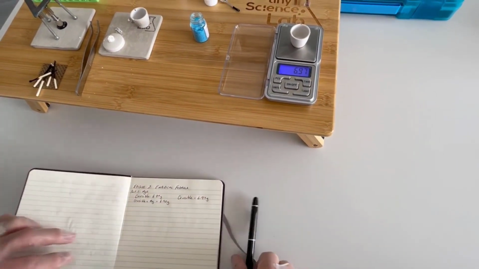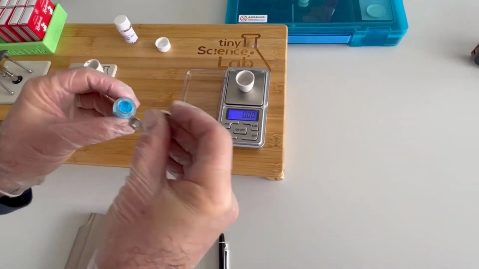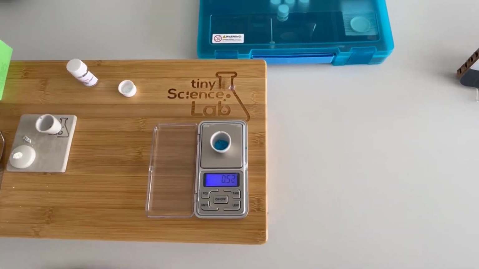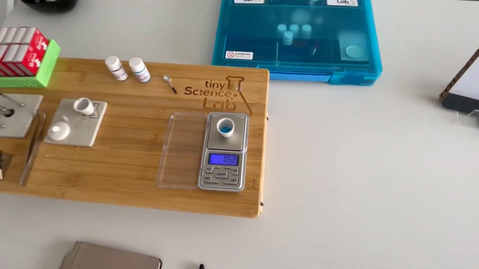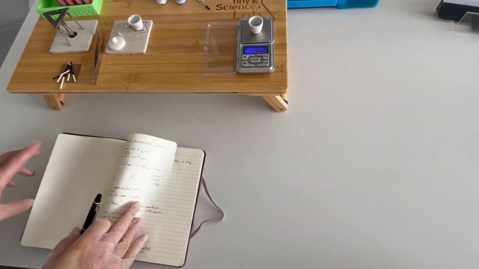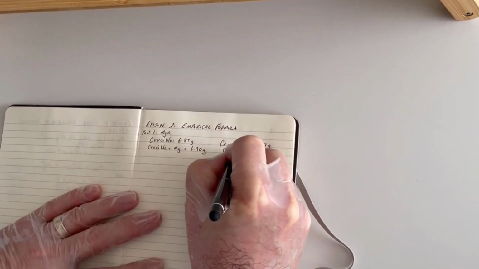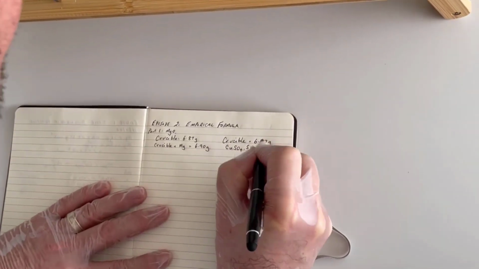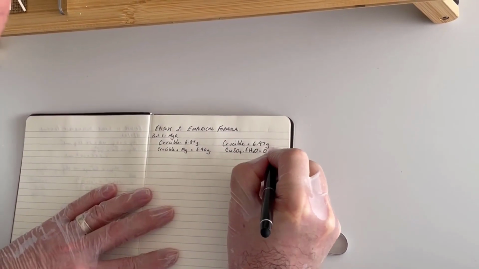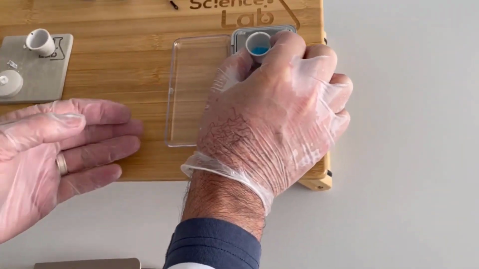6.97 grams. And this time, I'm going to tare it, and we're going to add in about 0.5 gram of our copper sulfate. So I'm not going to put about, I'm going to write down exactly what it is. So the copper sulfate pentahydrate, there's an answer for you for later on, is 0.52 grams.